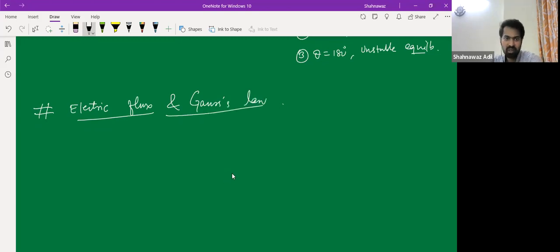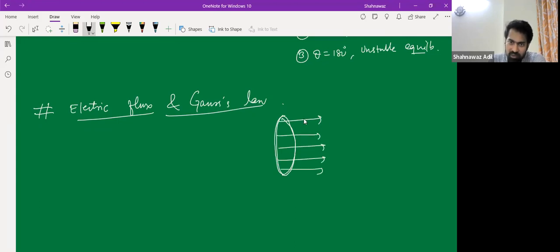Okay, so electric flux simply tells us this: we have this surface area, and whatever amount of electric field lines is passing through that area. So let's say 1, 2, 3, 4, 5 electric field lines are crossing. So whatever number of electric field lines pass through an area perpendicular to the surface is called the electric flux.